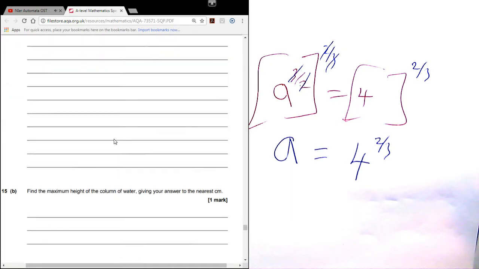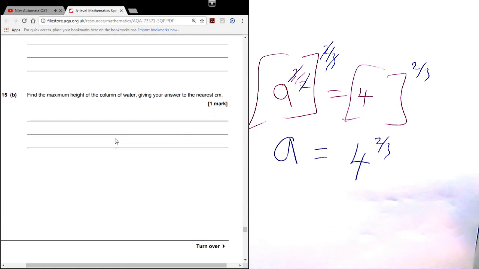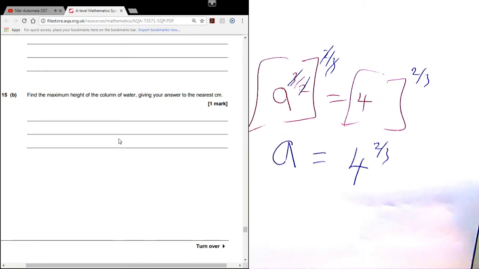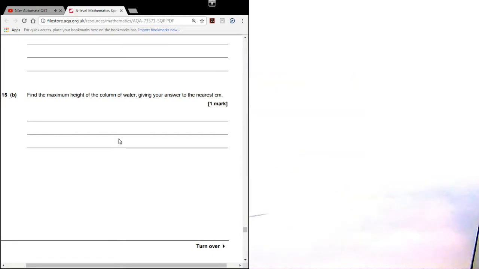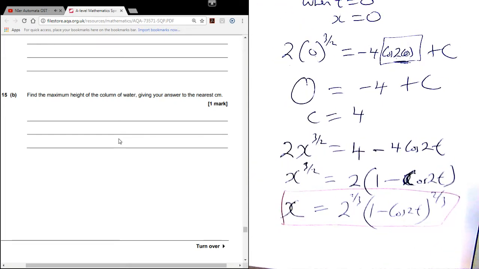The next bit says, find the maximum height of the column of water, giving your answer to the nearest centimeter. Now, I know you could be tempted when you see maximum height. You could be tempted to think, oh, are we going to differentiate now? Well, the good news is that you're not differentiating because it's 1 mark. I don't see how you're going to differentiate something like this when it's just 1 mark.